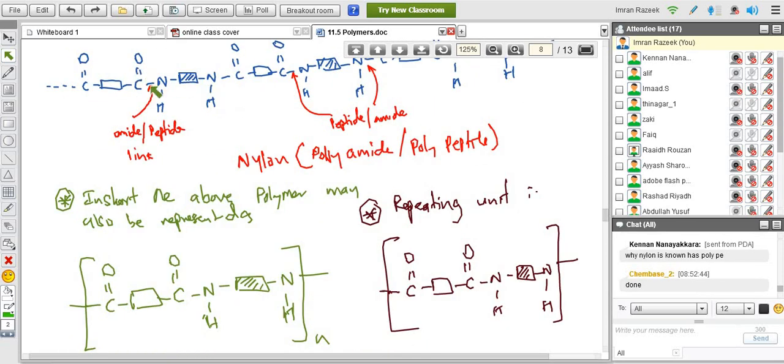The linkage is the amide linkage or the peptide linkage. When it comes to condensation polymers, the naming of the polymer is done based on the linkage. You can't name the polymer based on the monomers because there are 2 different monomers. So the labeling is done using the linkage. Many ester linkages, polyester. Many amide linkages, so it's known as polyamide.